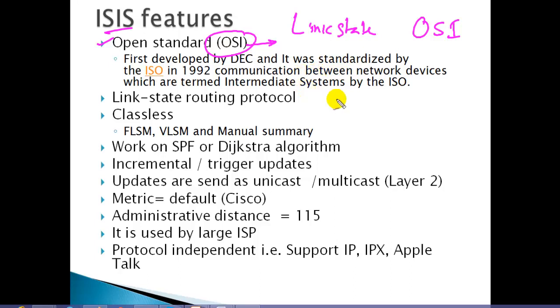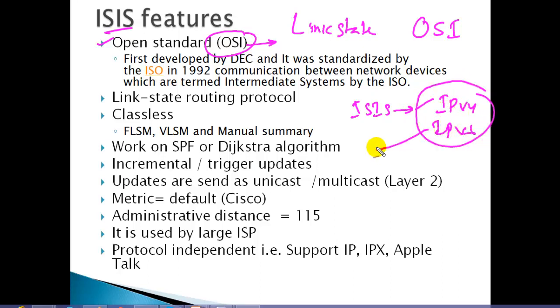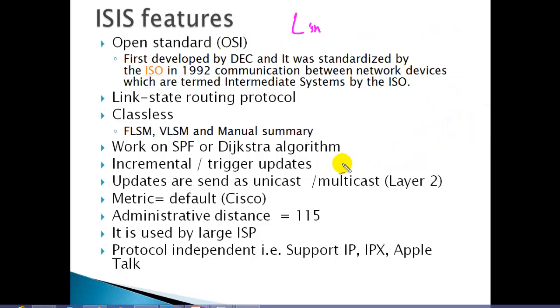Which means the recent IS-IS protocol which we use, we call it integrated IS-IS, which is modified to support your IPv4, IPv6 traffic, which means majorly it is going to support your TCP/IP traffic, because nowadays we use only the TCP/IP protocol. So IS-IS has been modified to support these features. It was initially developed by Digital Equipment Corporation, which was standardized by ISO in 1992, to communicate between the networking devices defined by ISO.